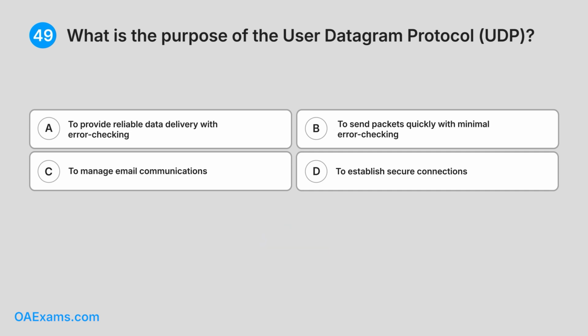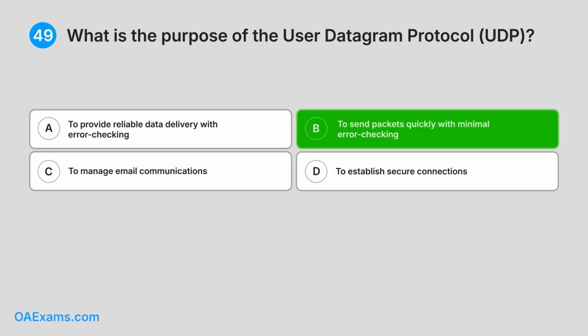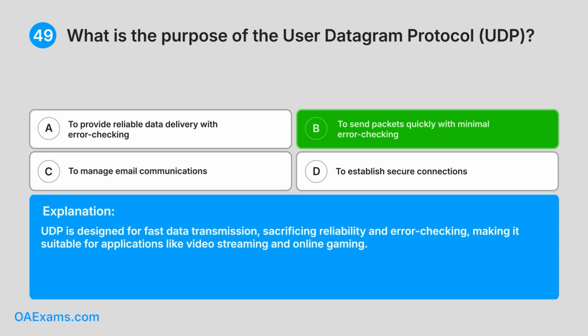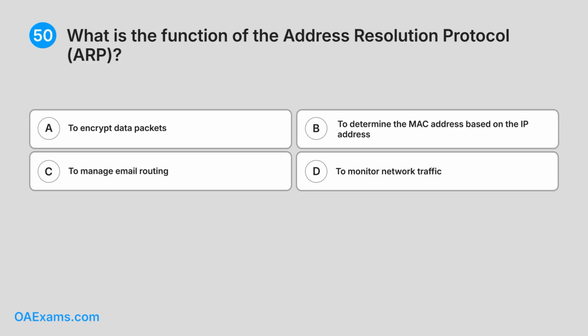Correct answer. B. To send packets quickly with minimal error checking. Explanation. UDP is designed for fast data transmission, sacrificing reliability and error checking, making it suitable for applications like video streaming and online gaming.